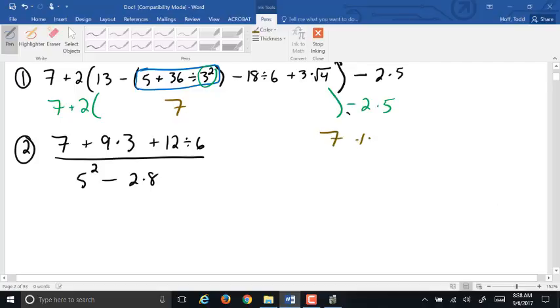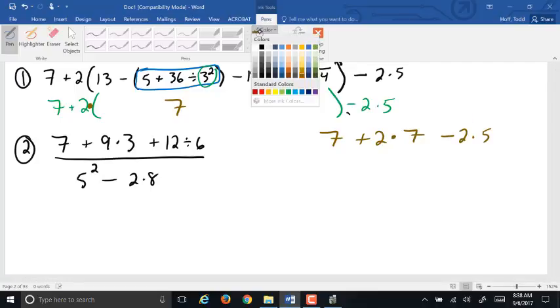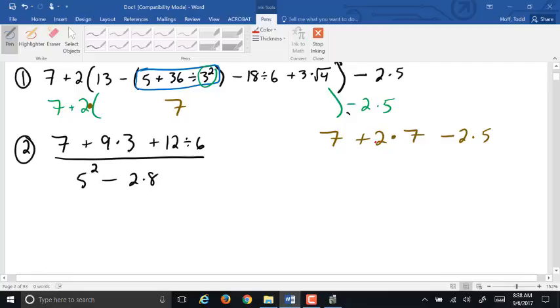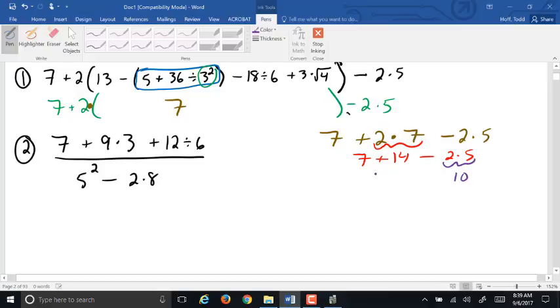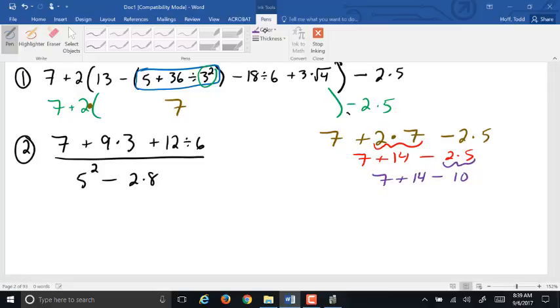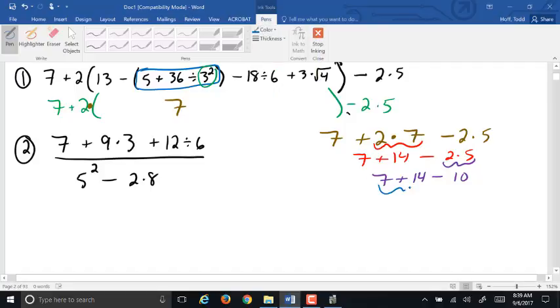Now I'm going to rewrite this. 7 plus 2. I can take the parentheses out, but I do have to remember to put in multiplication because there was no symbol between that 2 and the parentheses. So it's 2 times what's in the parentheses. So 2 times 7 minus 2 times 5. What do we do next? Multiply it left to right. So 2 times 7 is 14. And then we do the 2 times 5, which is 10. And now we can add and subtract left to right. 7 plus 14, 21 minus 10 is 11.